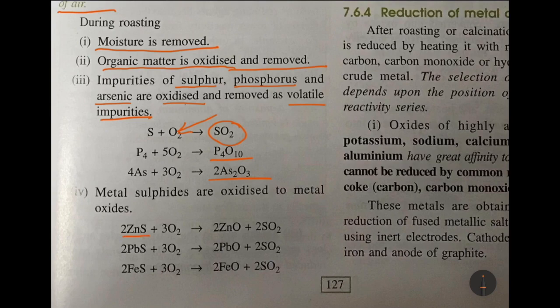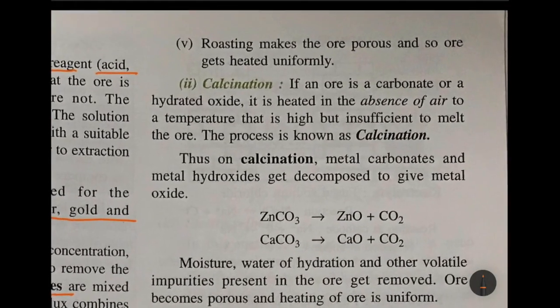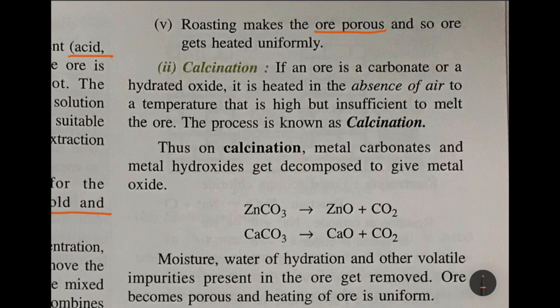So zinc sulfide, lead sulfide, and iron sulfide are roasted in the presence of air. Actually, we need oxygen. What is formed? Zinc oxide, lead oxide, ferrous oxide, and sulfur dioxide will go off as gas. So hence now we have oxides from where the respective metals will be extracted. Zinc, lead, or iron will be extracted. Now roasting makes the ore porous, and so the ore gets heated uniformly.